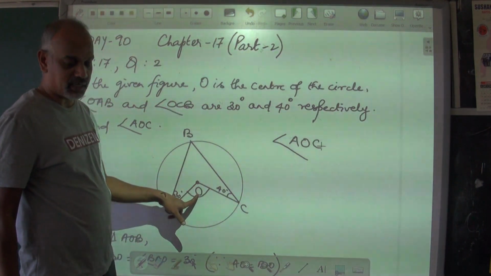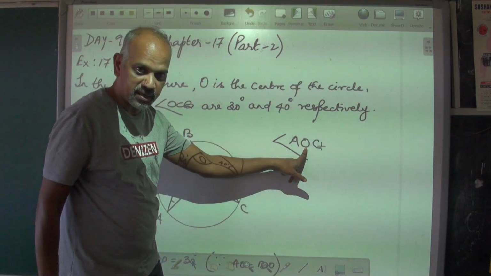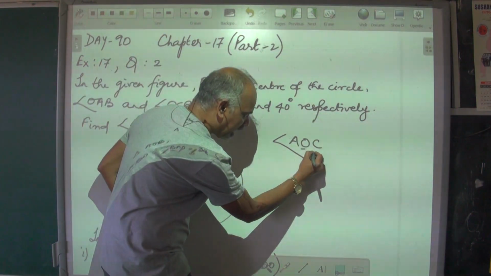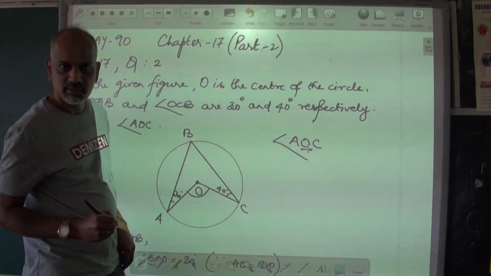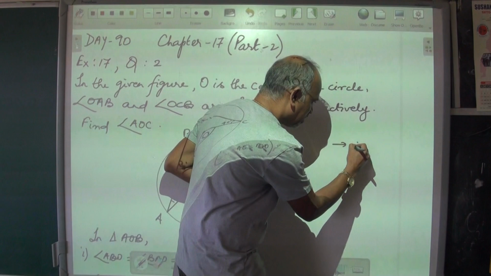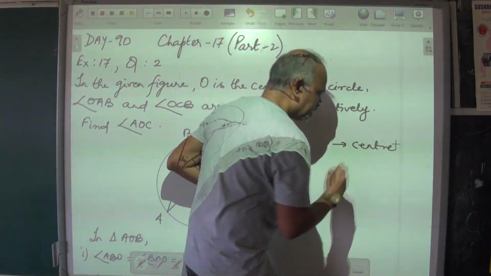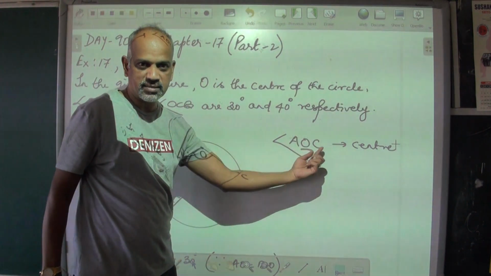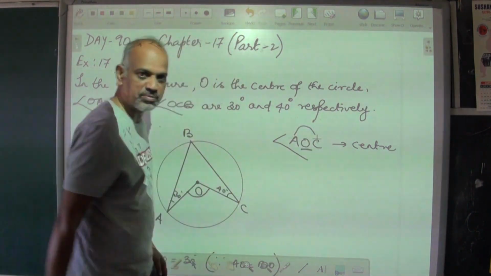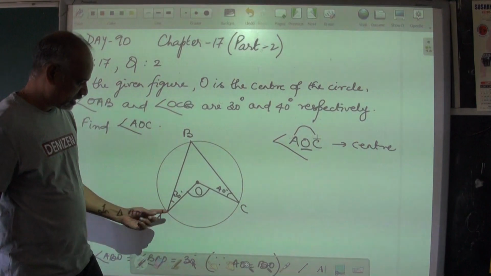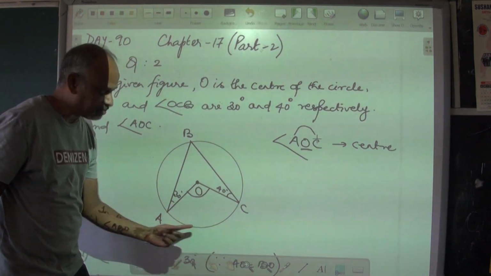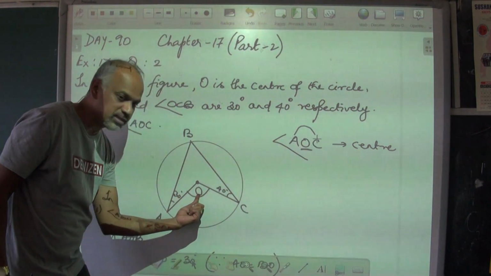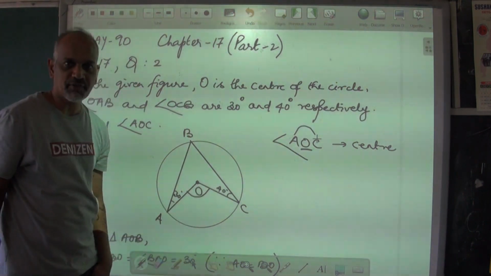This angle AOC is actually made at the center. The middle alphabet shows where it is made, so this angle is made at the center. The first alphabet and the last alphabet show which arc makes it. So AC is the arc which makes the angle at the center, that's O. This is what you're going to find.